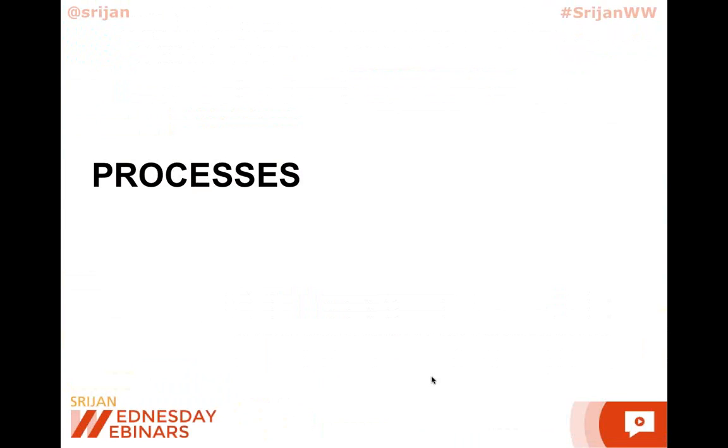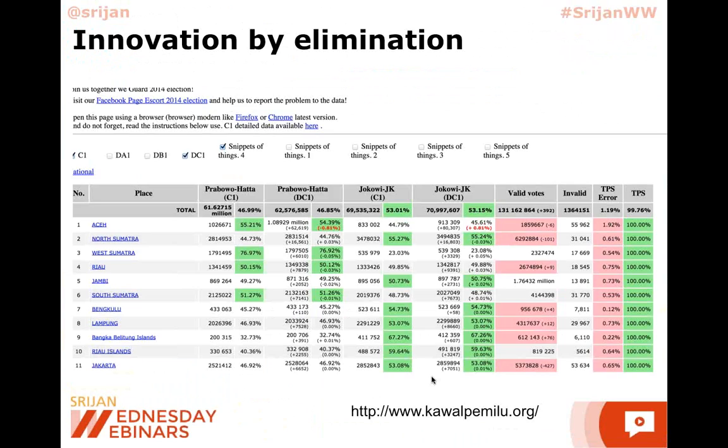Let me then move to a final area where I think there's going to be quite a lot of opportunities for disruption, which is the basic processes. I would argue, do we need, in many cases, the traditional form of development and non-profit organizations that we are accustomed to? This is an example from Indonesia. This is the recent elections.